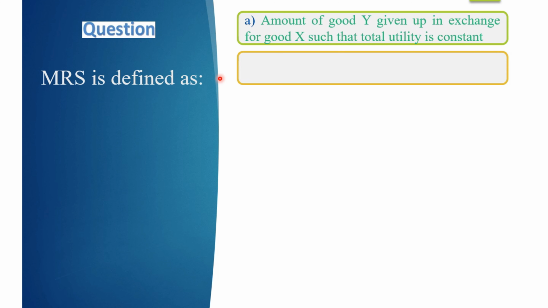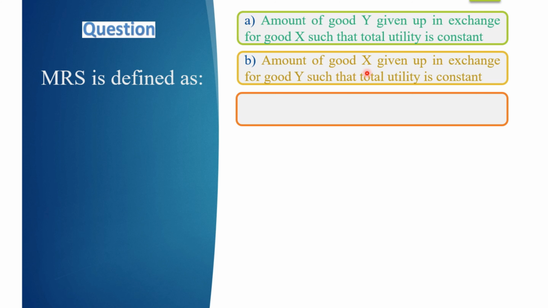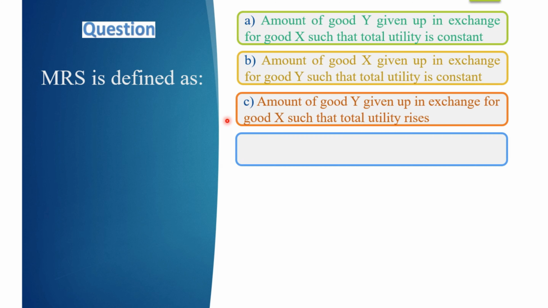is MRS is defined as: option 1, amount of good Y given up in exchange for good X such that total utility is constant. Option 2, amount of good X given up in exchange for good Y such that total utility is constant. Option 3, amount of good Y given up in exchange for good X such that the total utility rises. Or option 4, amount of good Y given up in exchange for good X. And the correct answer for this question is option A, amount of good Y given up in exchange for good X such that total utility is constant.